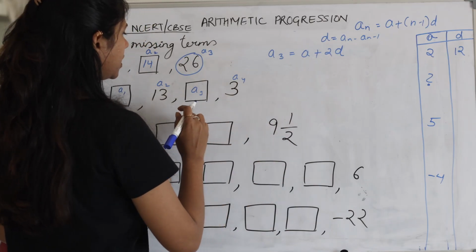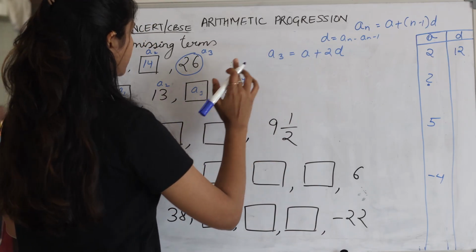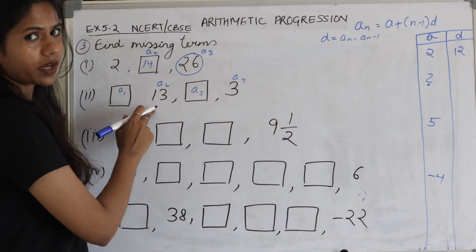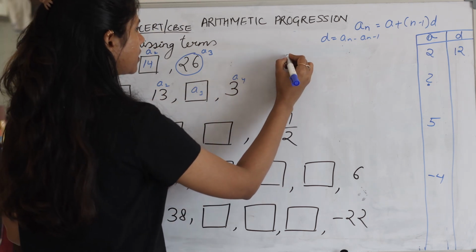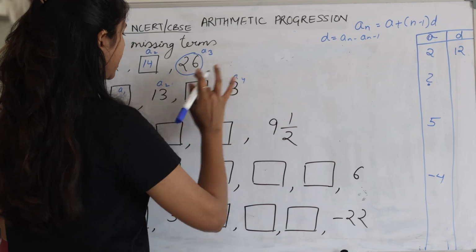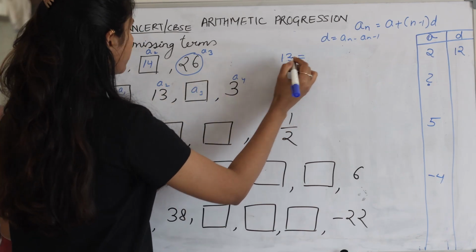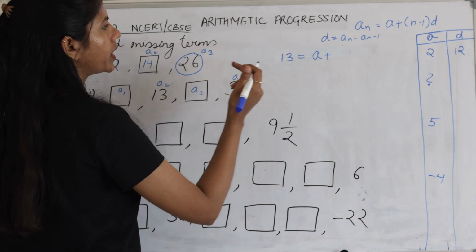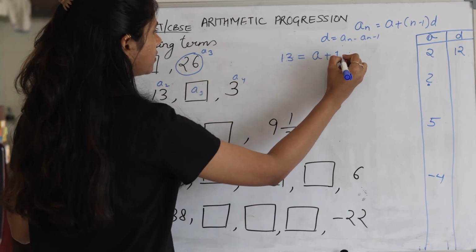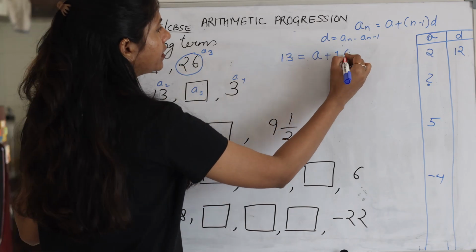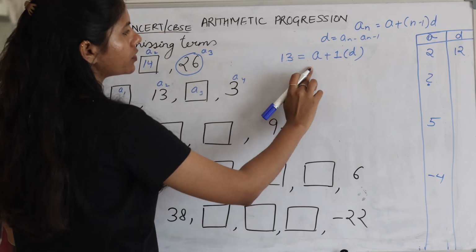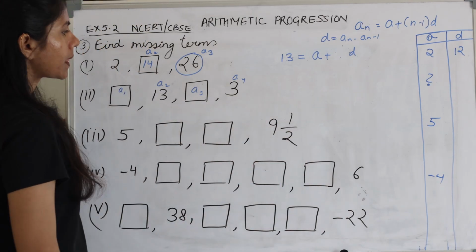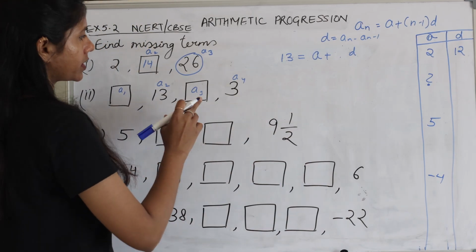We don't have it. Sorry, we have to take the term whose value is given. So we are taking a2. a2 is 13, so 13 equals a plus (n minus 1). n is 2, so 2 minus 1 is 1. We don't know d. So 13 equals a plus d. We always have to use the given information.